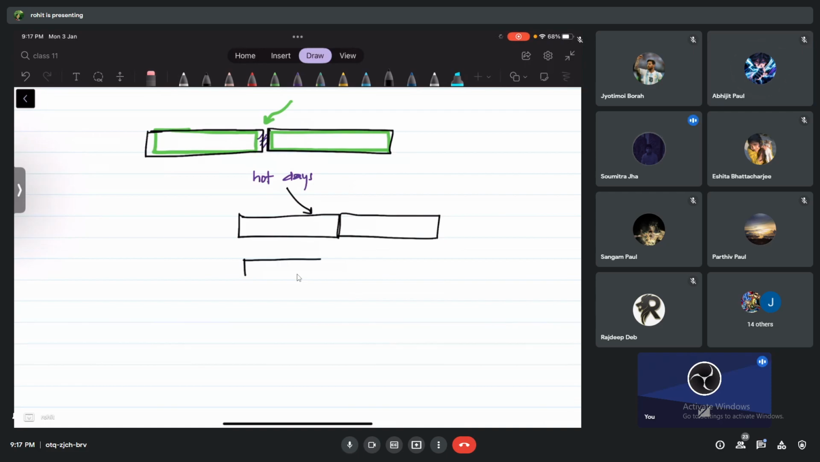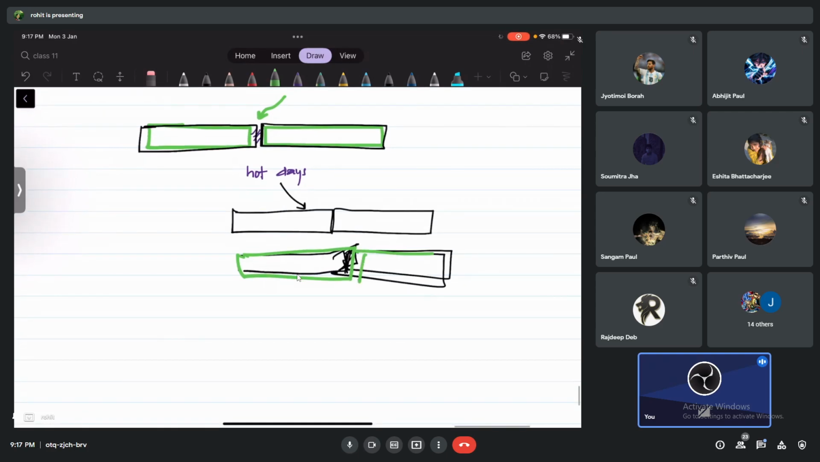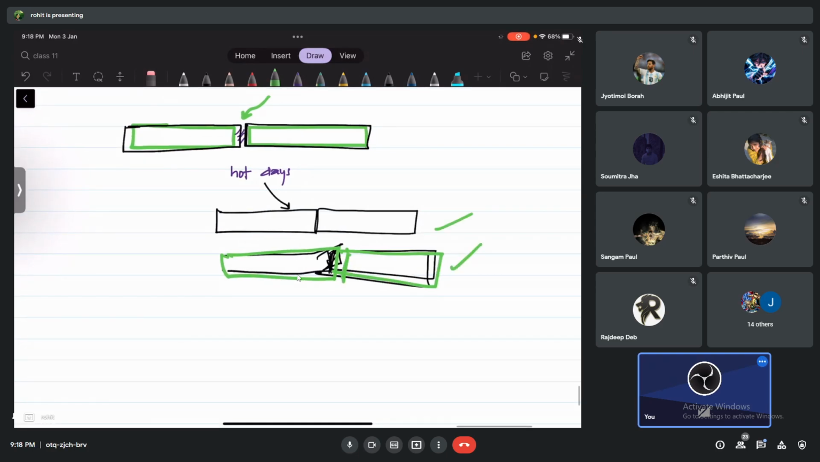Now they expand, and what will happen? They will buckle up, that's the word they use. So the train rails will not be straight anymore. I hope you understand this one also, right? So there's a gap between the rails. Anything else, guys? Any more examples? Can you think about this? Thermal expansion.